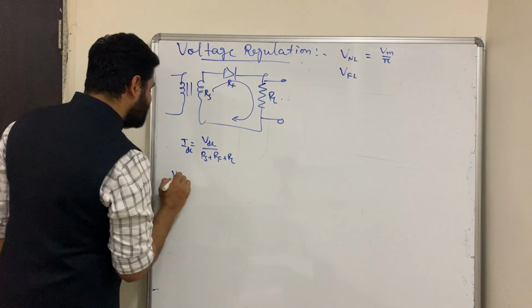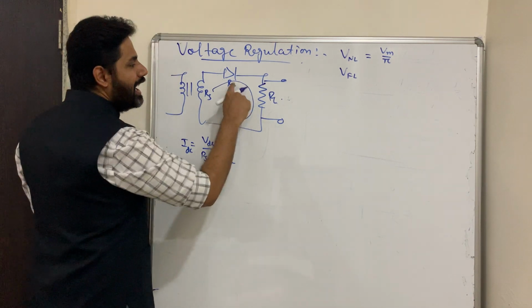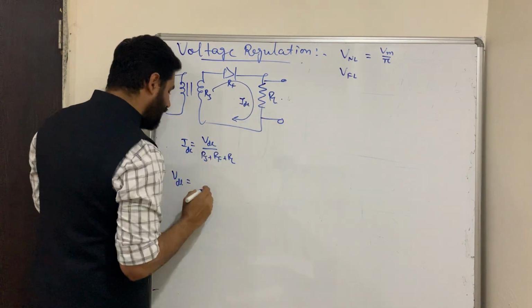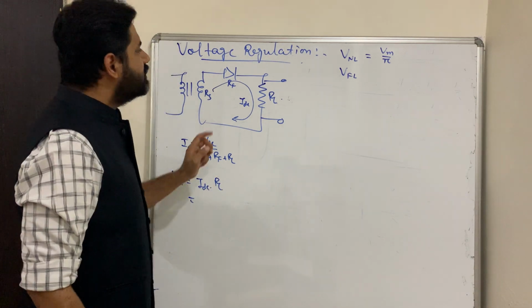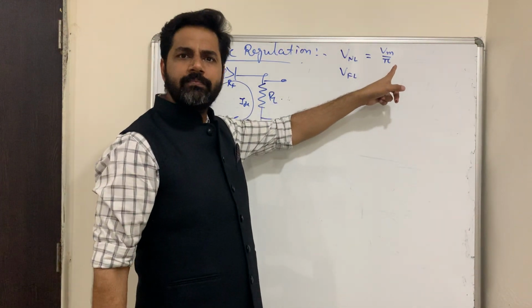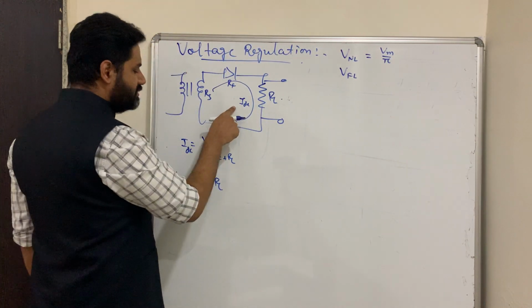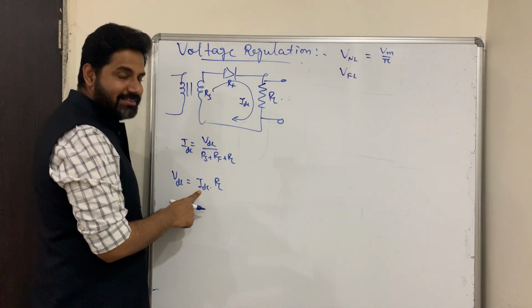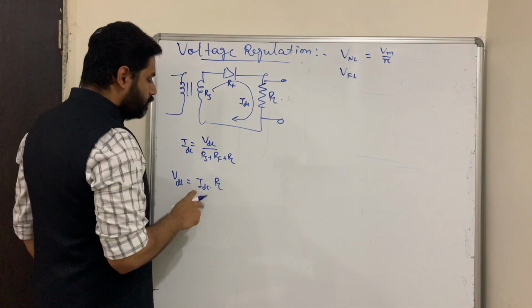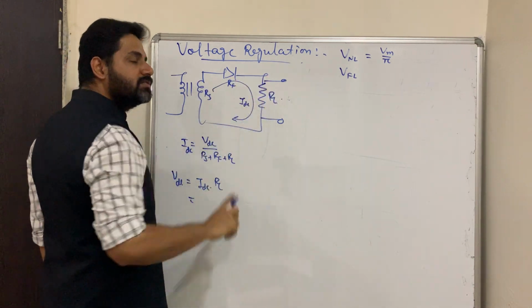So what will be my VDC? VDC is equal to IDC multiplied by RL. So in the first case, maybe we have not considered it. The reason is that my current was zero. So I can say that right now the current was zero, so we can say the entire voltage will come across it.